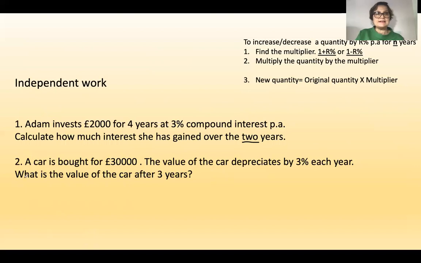And next one says, a car is bought for £30,000. The value of the car depreciates by 3% each year. And depreciates means a decrease. So the value of the car is going to go down after 3 years. So be careful when you calculate the multiplier. It is going to be 1 minus the 3%, so 1 minus 0.03. And then to the power of 3, n is 3, and then multiply the answer by the original value.